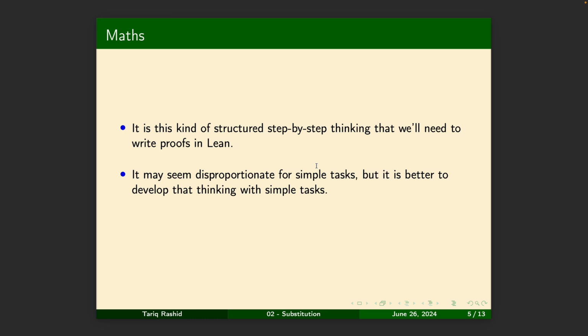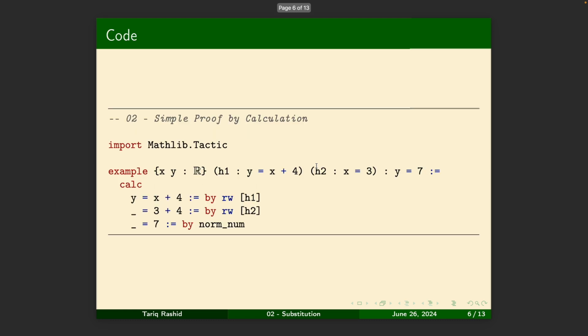As I say, it can seem disproportionate, the level of detail or thinking about the structured approach that we're doing, but it's important because we're training our minds to write Lean proofs which require that kind of structure and that kind of justifying every line.